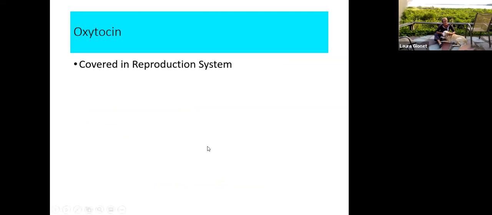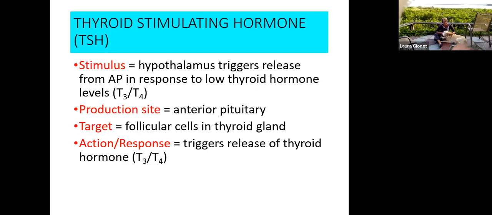Oxytocin is another hormone produced in the hypothalamus, stored in the posterior pituitary. Just know that oxytocin is going to be stored and released from the posterior pituitary, but we'll look at how its negative feedback mechanism works when we get to reproduction.